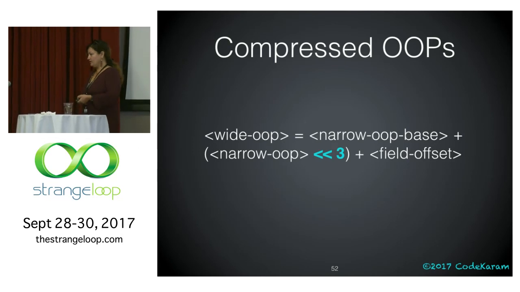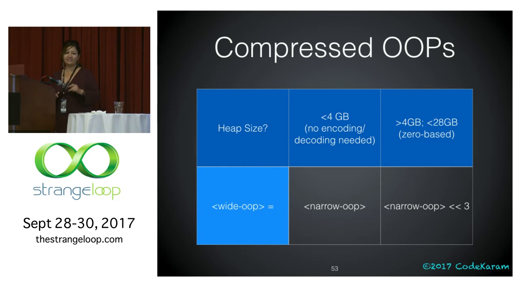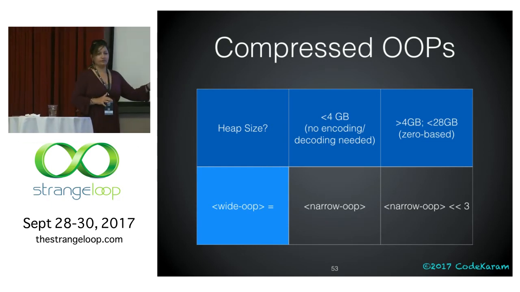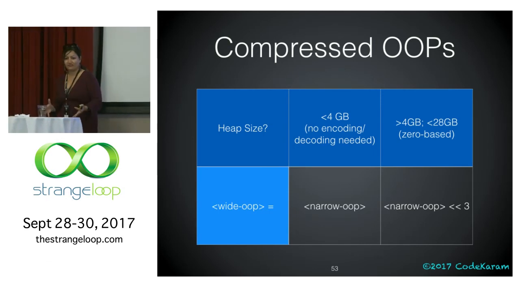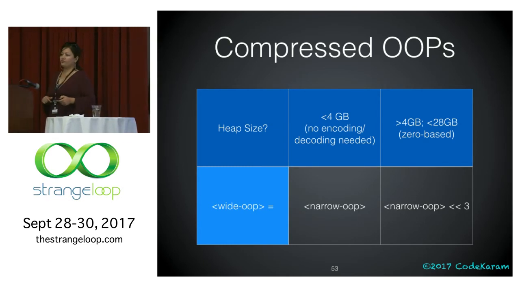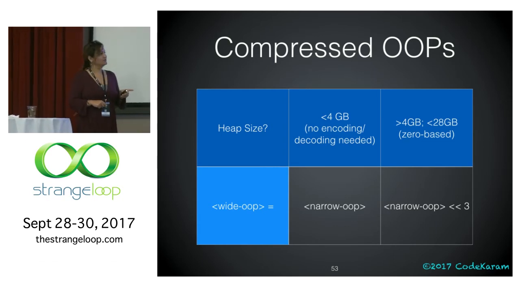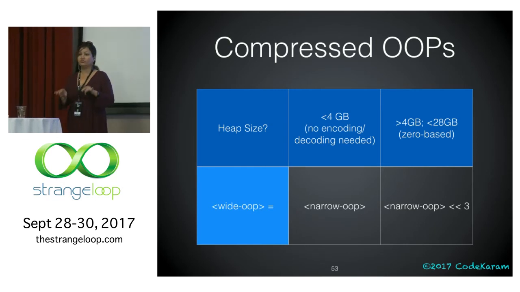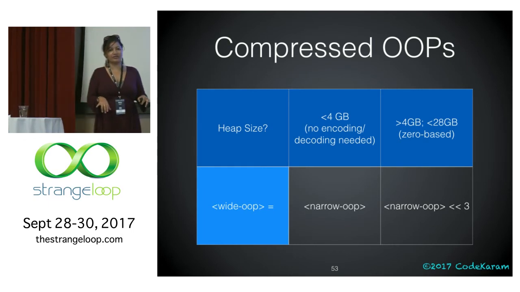Okay? How does that help us? If you have less than 4 gigs of heap, your wide oop is the narrow oop. Remember? Because it's 2 raised to 32. So you already get that. That's for free. It depends on the heap size. What about if your heap size was greater than 4 and less than 28 gigs? That's called zero-based, and then you need to left shift it. You don't do it by yourself. The virtual machine does it for you, and you get that for free also.